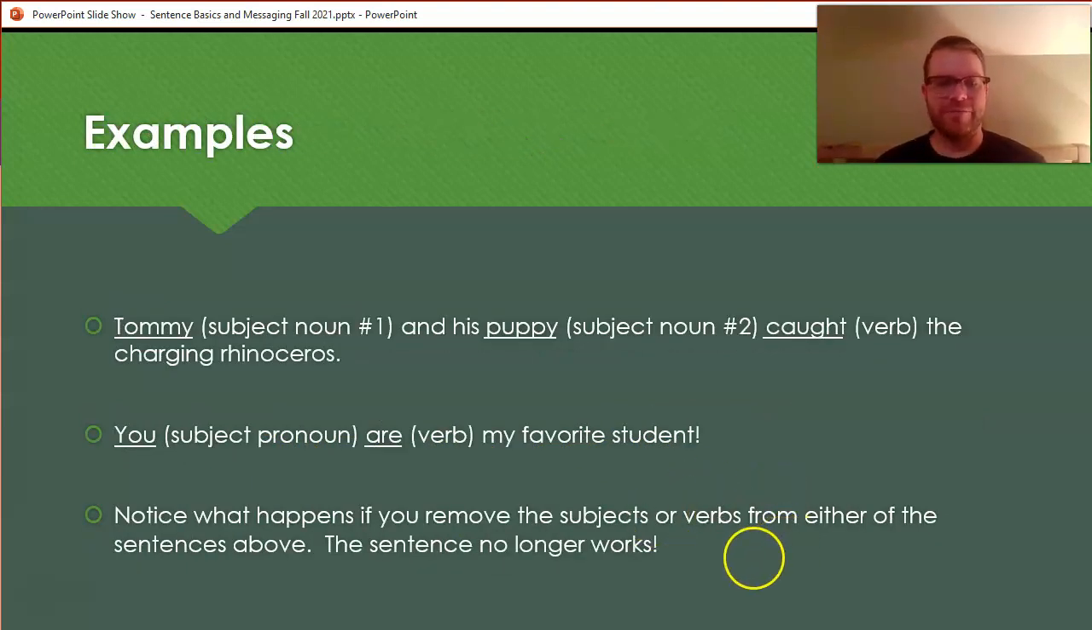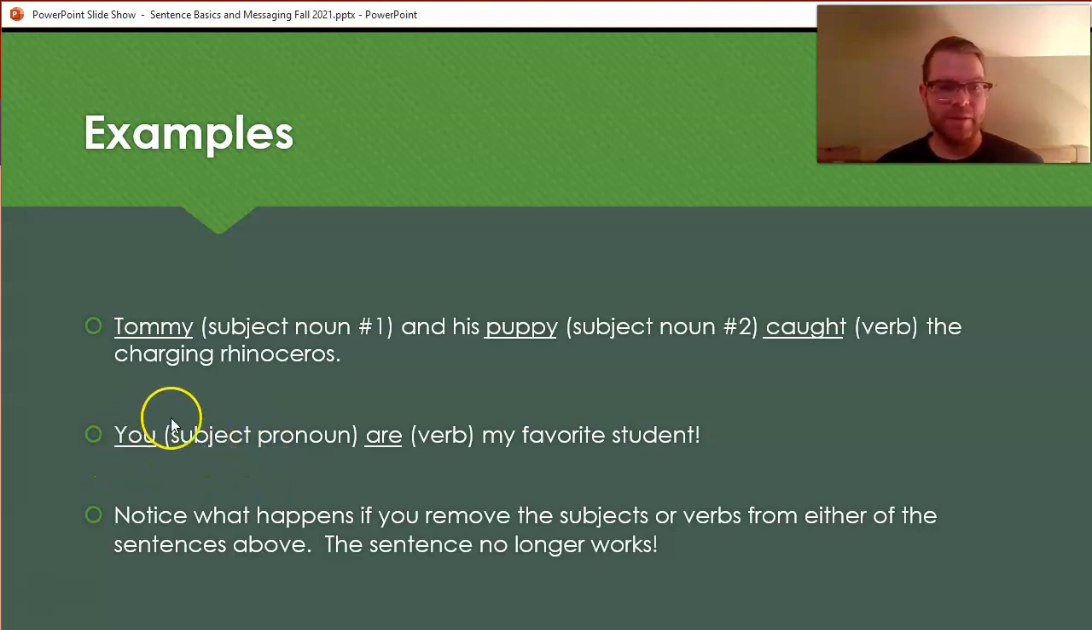Some examples. I find examples to be the best way to learn new content. If we look at this sentence, we've got Tommy and his puppy caught the charging rhinoceros. Notice that Tommy and puppy are underlined as subjects. There happen to be two in this sentence, but they're both doing the same verb. They both caught, or are catching in the present tense, the charging rhinoceros.